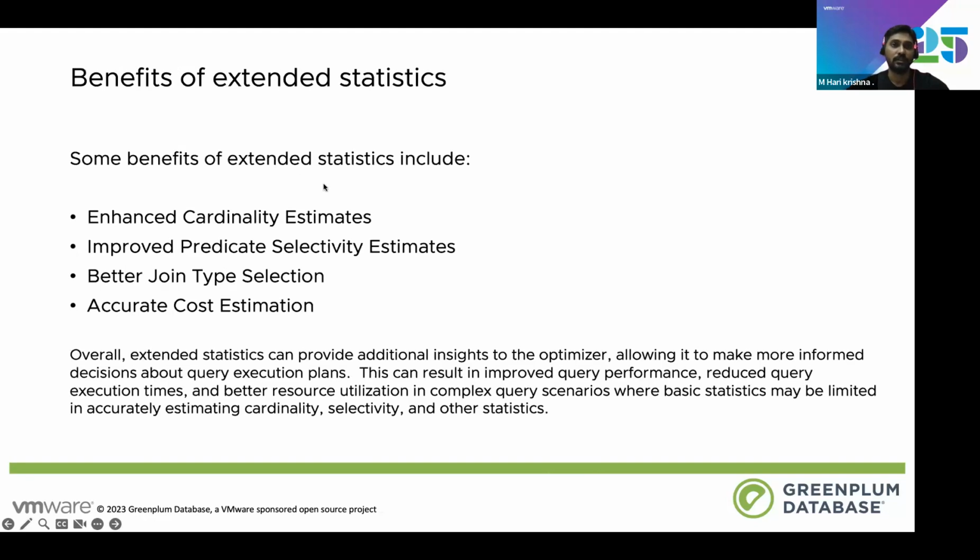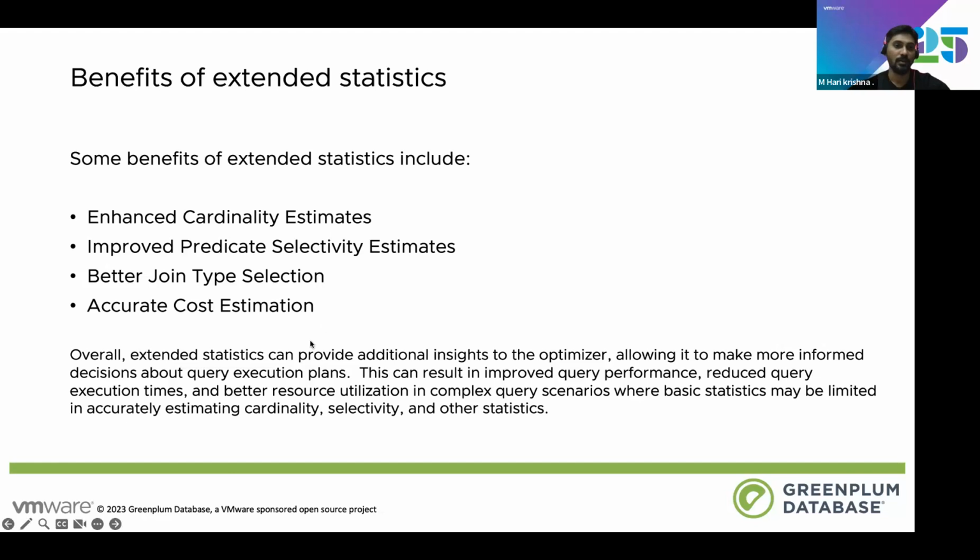So these are some of the benefits of using the extended statistics: we can enhance the cardinality estimates, improve the predicate selectivity estimates, and get better join type selection and accurate cost estimation. Overall, extended statistics can provide additional insights to the optimizer and allow it to make more informed decisions about the query execution plans. This can lead to improved query performance, reduced query execution time, and better resource utilization in complex query scenarios where basic statistics may be limited in accurately estimating the cardinality and selectivity.